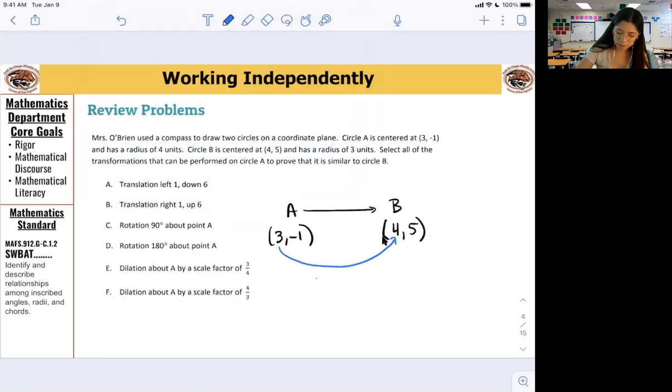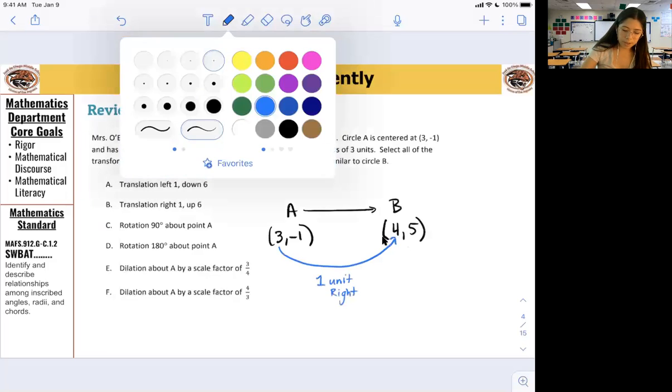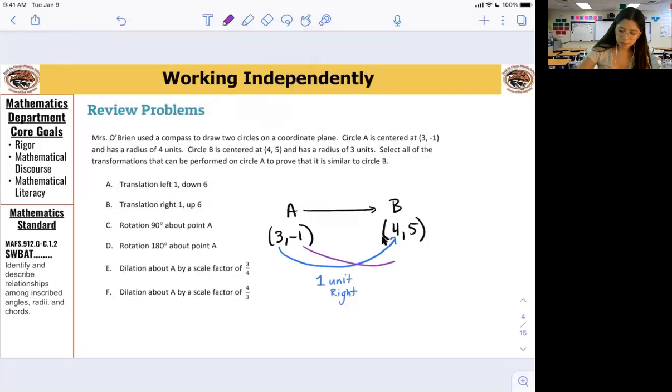1 to the right, good. 1 unit to the right. And if I'm going from negative 1 to positive 5 on the y-axis, what direction am I going and how many units? 6 units up.